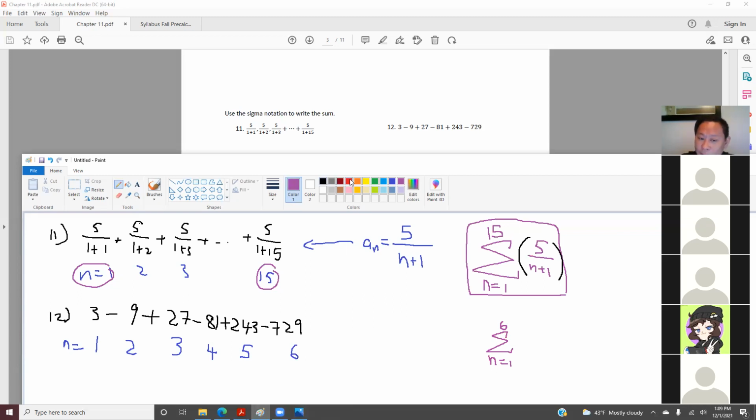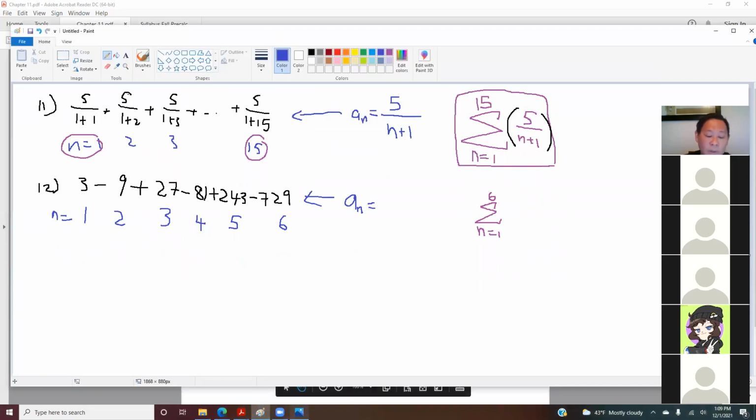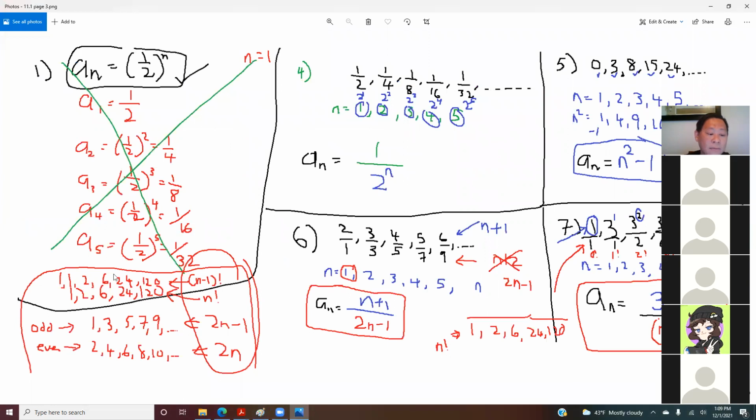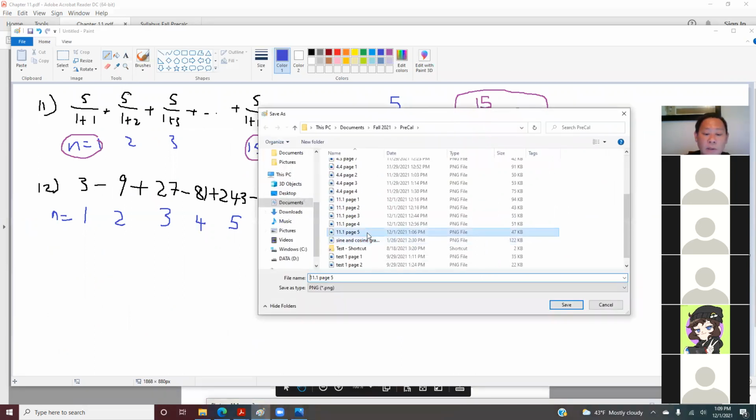The difficult part is not figuring out the sum, it is figuring out the a_n here. Because if you know your a_n, then you'll be able to put it in here. Okay. So this is something I want to point out to you guys. Remember, there is a formula to find a_n here. Okay, this is a formula. So we're gonna add a little bit more to that formula here. So let me save this.